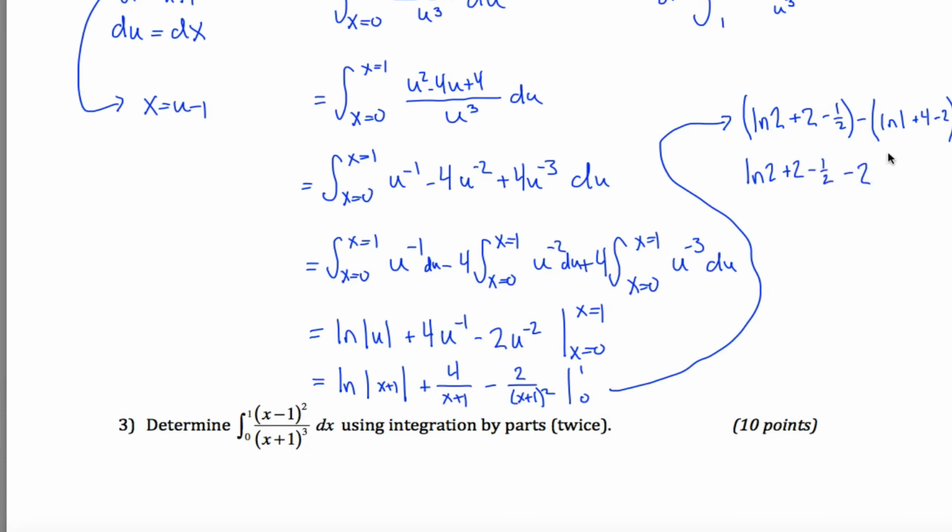Where did this last minus 2 come from? Well, the natural log of 1 is just 0, and 4 minus 2 is 2, is positive 2, and I'm subtracting that positive 2. There you go. But wait a minute, positive 2 minus 2, isn't this just the natural log of 2 minus 1/2? Sure is. And that's the answer.